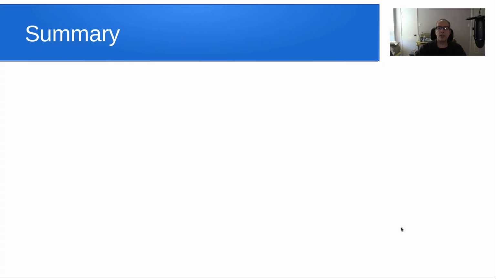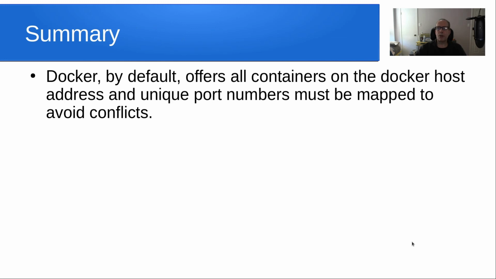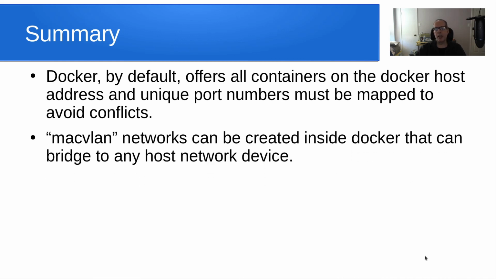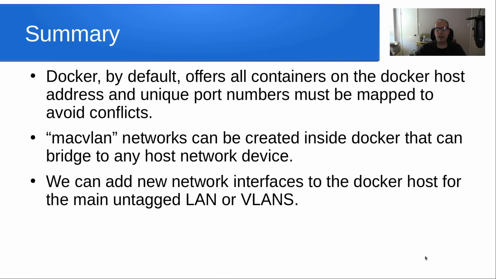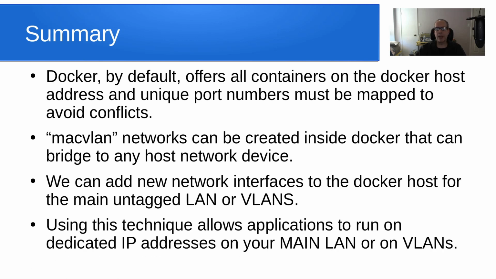So in summary, Docker by default offers all containers on the Docker host address, and unique port numbers have to be mapped to avoid conflicts. But macvlan networks can be created inside of Docker that can bridge to any host network device. We can add new network interfaces to the Docker host for the main untagged LAN or for VLANs using these techniques. And using this technique allows applications to run on dedicated IP addresses on your main LAN or on VLANs.